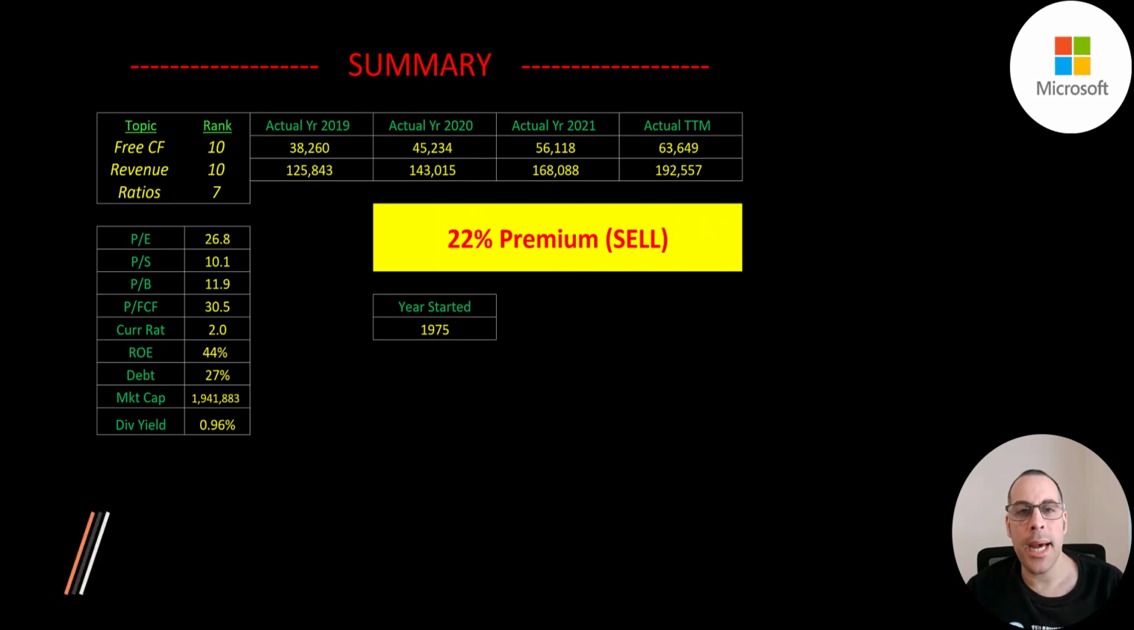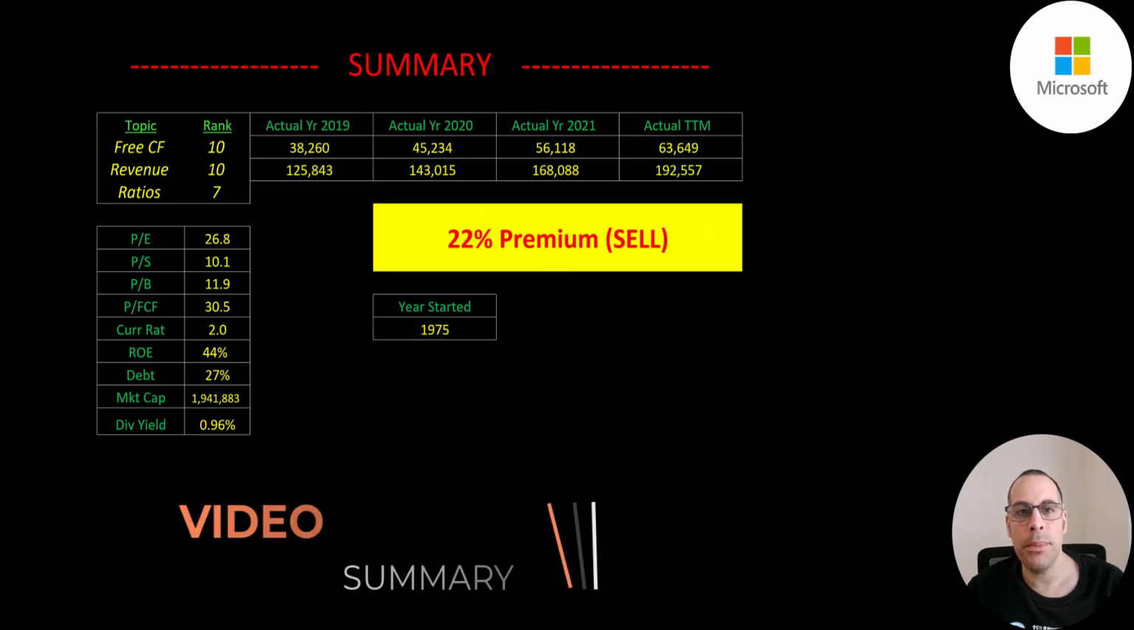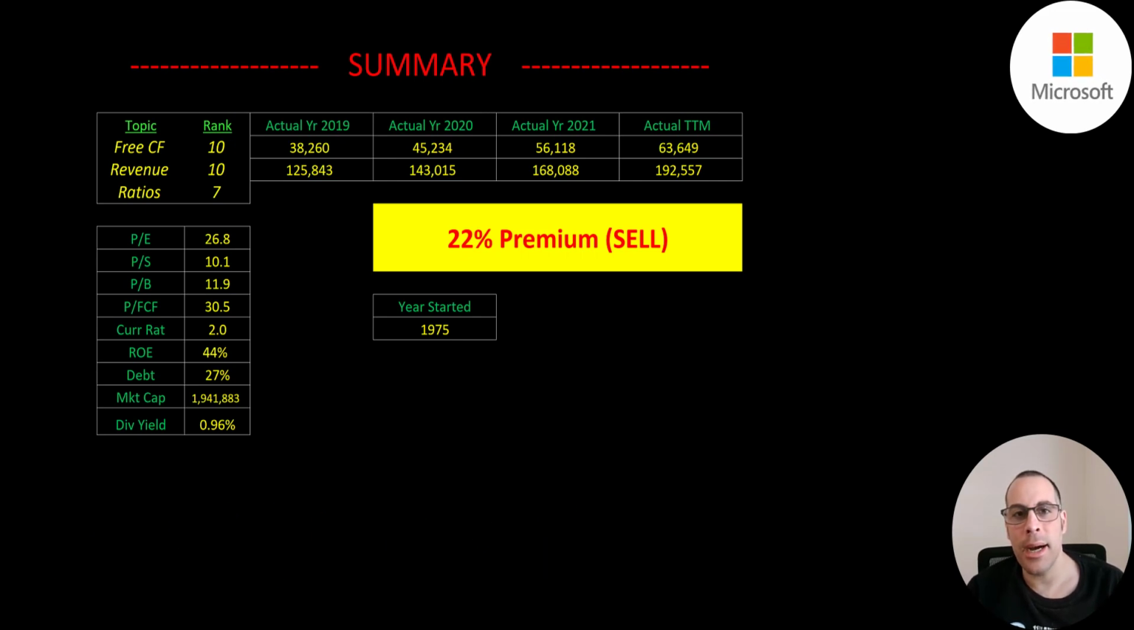To summarize, I have them trading at a 22% premium. Microsoft is one of the most successful companies ever, so you really can't go wrong investing in this stock. But most investors are looking to 5x, 10x, 20x, and you really can't do that with a company close to $2 trillion market cap. You might double your money, but there's almost no chance of you losing your investment with this company. And I think it's a really small chance of you losing even half your investment with this company.